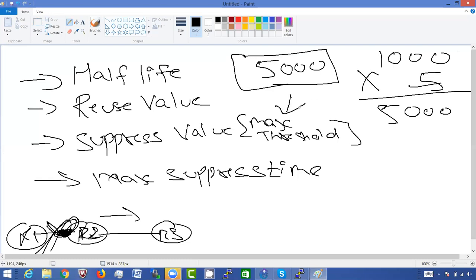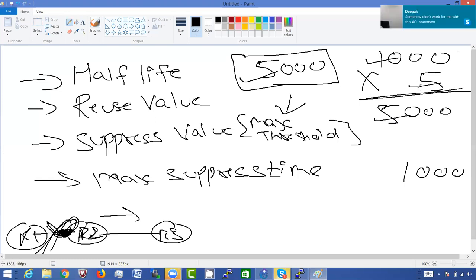One maximum penalty limit I am assigning. I am telling my router that only if the penalty reaches this limit should it suppress this interface. If it flaps once or twice, I think it can be a normal flap. There can be an issue with the link. So I don't want my router to immediately suppress that link. My router should wait until it flaps 5 times, because when this interface flaps 5 times, my penalty reaches 5000. And if my penalty exceeds this number, my router will suppress this link, that means the interface. So this is what the maximum threshold is.